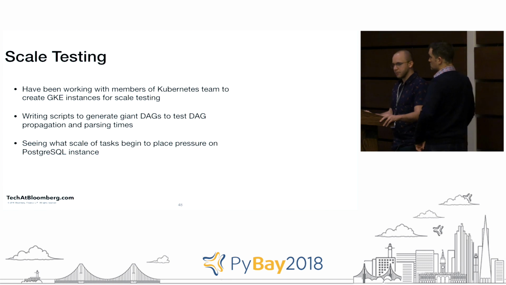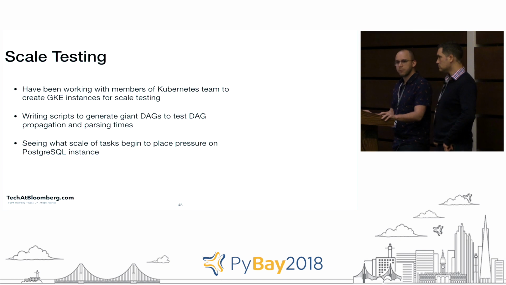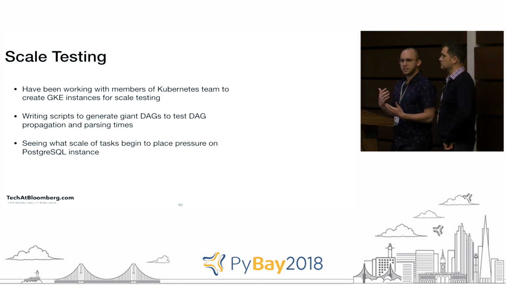We are also in the process of scale testing. There has been a lot of help from members of the Kubernetes community as well as members from the Cloud Composer team to see where we would run into scaling issues with the Kubernetes Executor. We're also trying to write some generation scripts to generate large-scale DAGs, just to see at what point the initialization time of the worker pods becomes more expensive than the benefits you gain from the actual dynamic allocation.